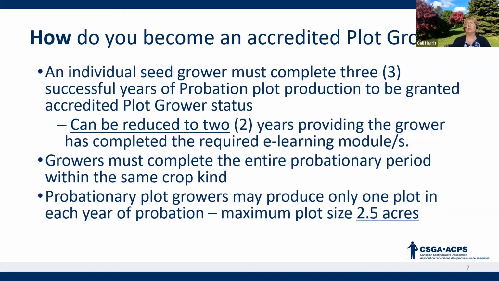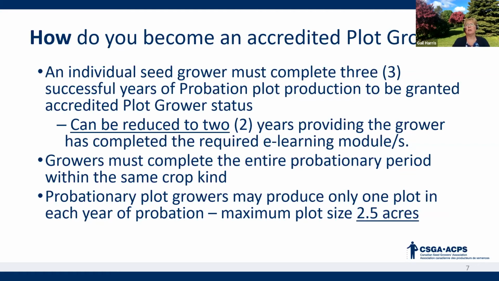The other thing that you need to keep in mind is that you need to complete 3 years of probation plot production to be granted the accredited plot grower status. Again, new for this year, that can be reduced to 2 years, providing the grower has completed the required e-learning modules, but they have to complete their entire probationary period within the same crop kind.